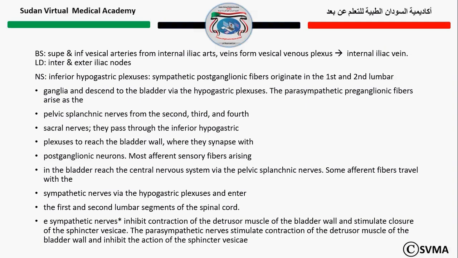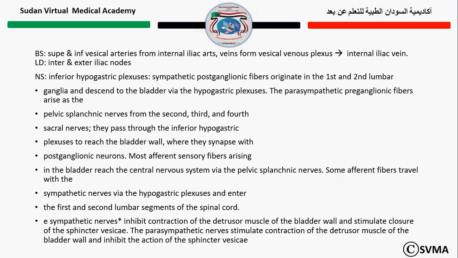Veins are corresponding. There are superior and inferior vesical veins. They both form what we call the vesical venous plexus. They go to the internal iliac vein. Lymphatic drainage is simple. It follows the internal and external iliac lymph nodes.